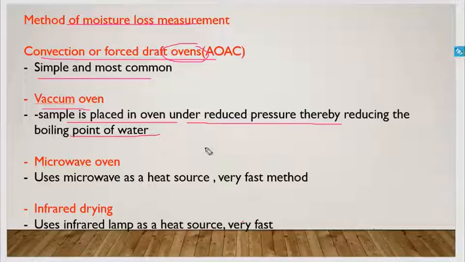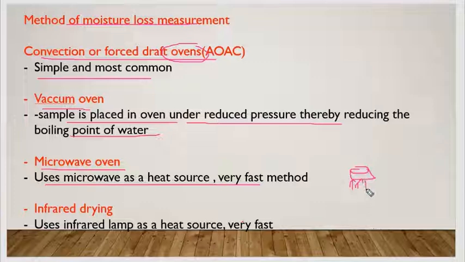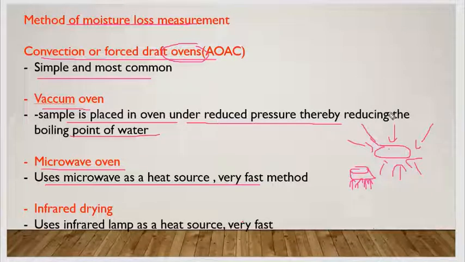The next method is the microwave oven, which uses microwaves as a heat source. It is a very fast method. For example, with a normal conventional gas, if this is the container, I'll switch on the gas and the heat will be provided from this direction, right? But in the microwave, if you place the food, the heat will be provided from all directions. So there will be very fast heating. If you keep food for even 1 minute inside the microwave, it will get heated very fast. But with the conventional method, it takes at least 5 to 10 minutes. So this is one of the methods by which moisture can be determined.